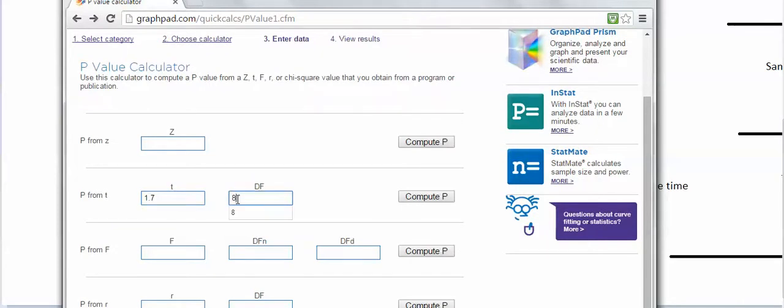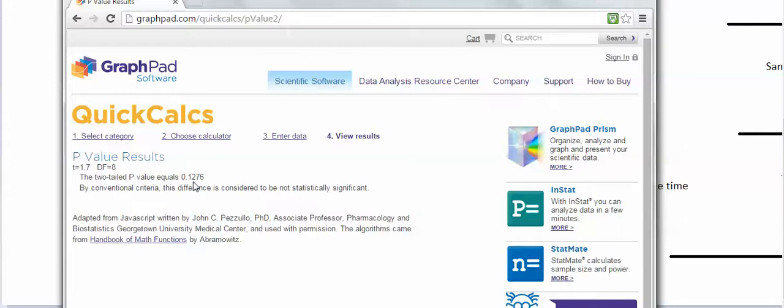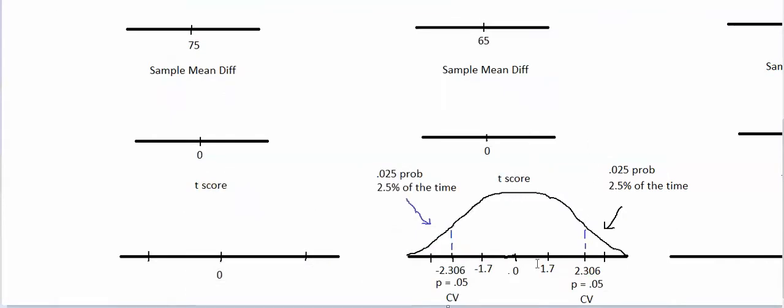My DF hasn't changed, so I'll put 8. It's the total sample size minus 2. And I actually got 0.1276. So this t-score has a p-value of 0.1276. So under here I'll put p equals 0.12. It's fine if you round it off to 2 decimal places. So here it's also 0.12.